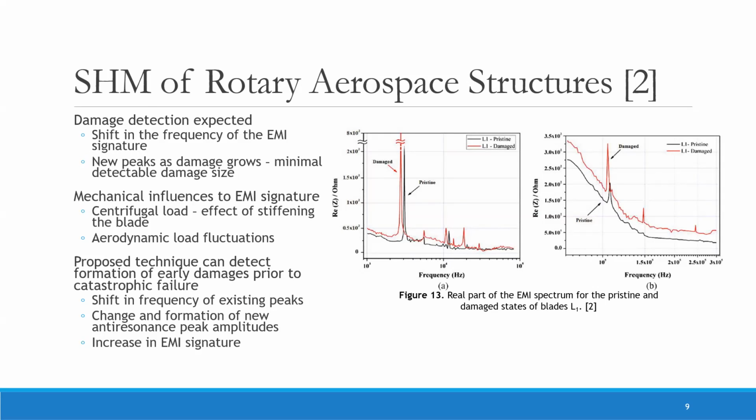Despite these influences, the proposed technique for SHM of rotary parts can successfully detect formation of early damages prior to failure. It can be seen in Figure 13 that there are clear shifts in the frequency of existing peaks of the baseline, changes and formation of new peak amplitudes, and an increase in the EMI signature, which completes the damage detection expected.